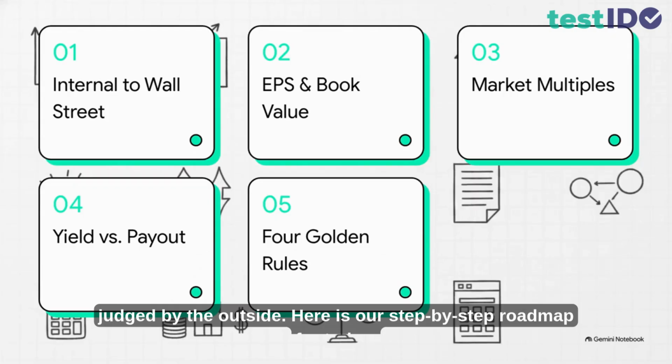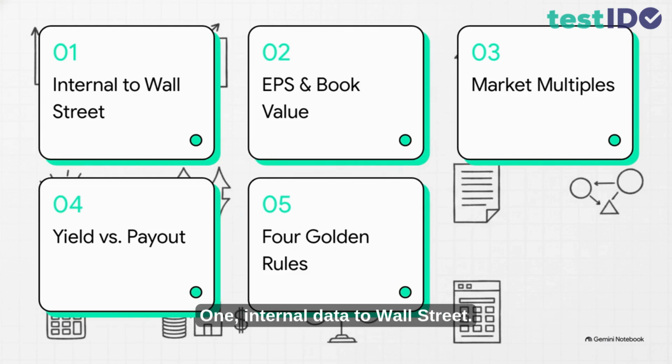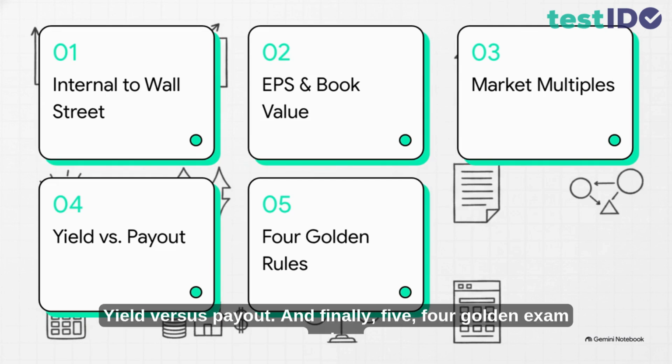Here is our step-by-step roadmap for today. 1. Internal data to Wall Street. 2. Foundation, EPS and book value. 3. Market valuation multiples explained. 4. Investor returns, yield versus payout. And finally, 5. 4 golden exam rules.